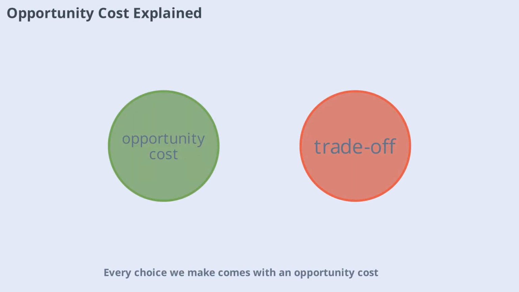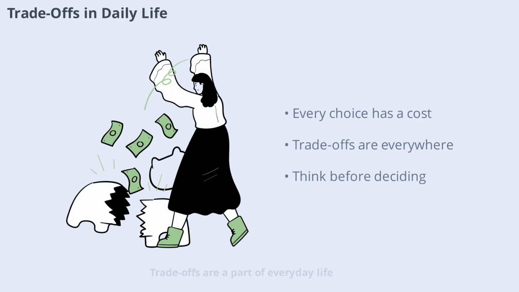Every choice we make comes with an opportunity cost. Opportunity cost is the value of the next best alternative that you give up when you make a decision. For instance, if you spend your evening studying instead of going out with friends, the opportunity cost is the enjoyment you miss. Understanding opportunity cost helps us make better decisions by considering what we must sacrifice when we choose one option over another. Trade-offs are a part of everyday life.